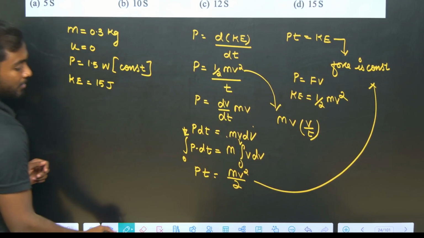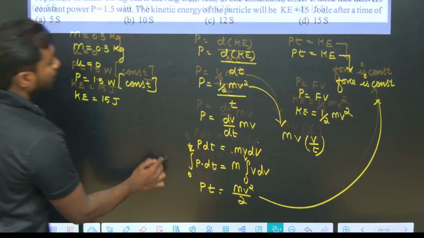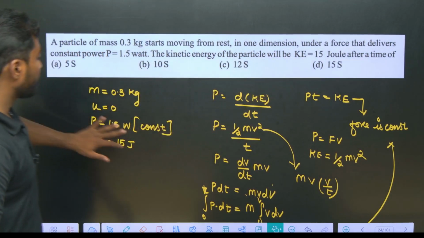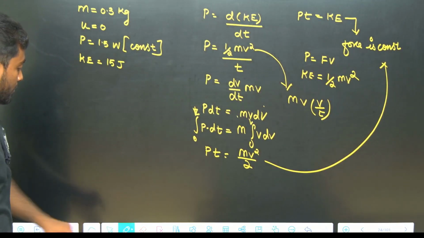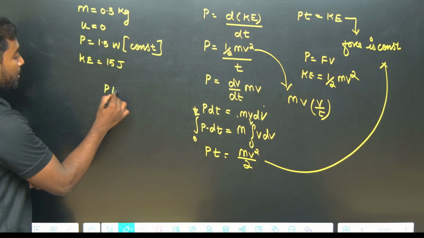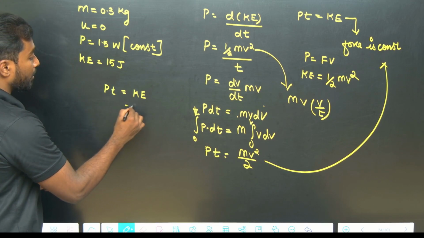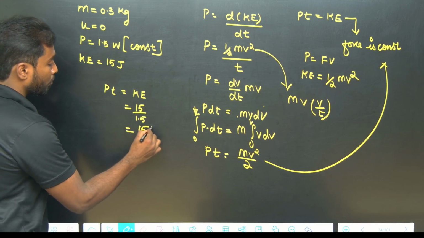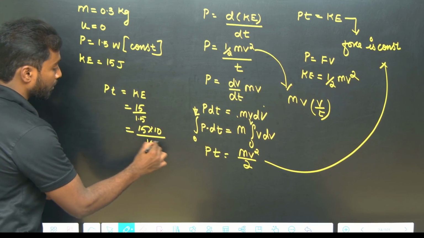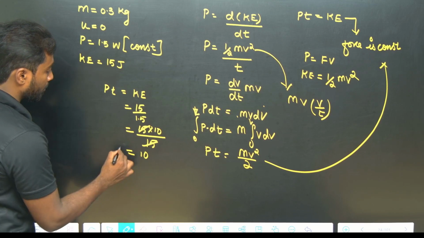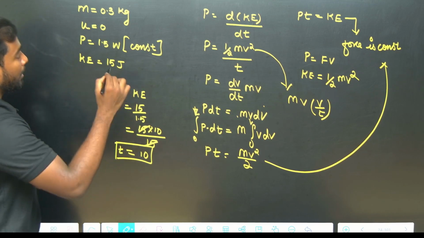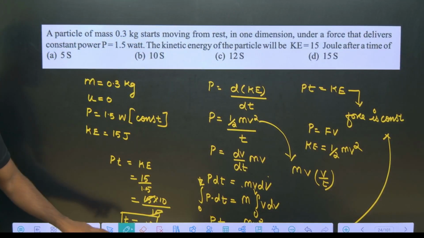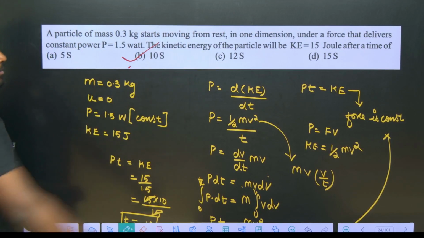Where P is nothing but, how much is it? P is nothing but 1.5 watt and kinetic energy is 15 joules. So Pt is equal to kinetic energy. Kinetic energy is 15 joules and P is 1.5. So 15 into 10 divided by 15, which is nothing but 10. Answer is 10. 10 second is the answer. That's it. This is the answer for the given question.